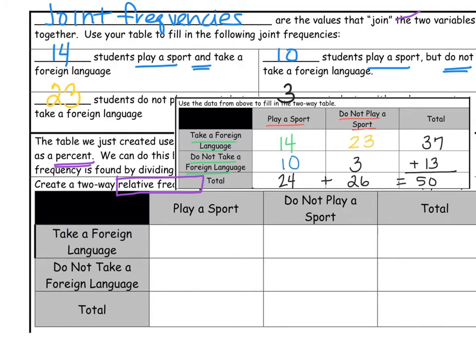So we know that the number of students surveyed was 50, and of those 50, 14 play a sport and take a foreign language. So that would be 14 out of 50, which is 28%. So now we want play a sport and do not take a foreign language. Again, it's out of 50, and that was 10 out of 50, which is 20%.